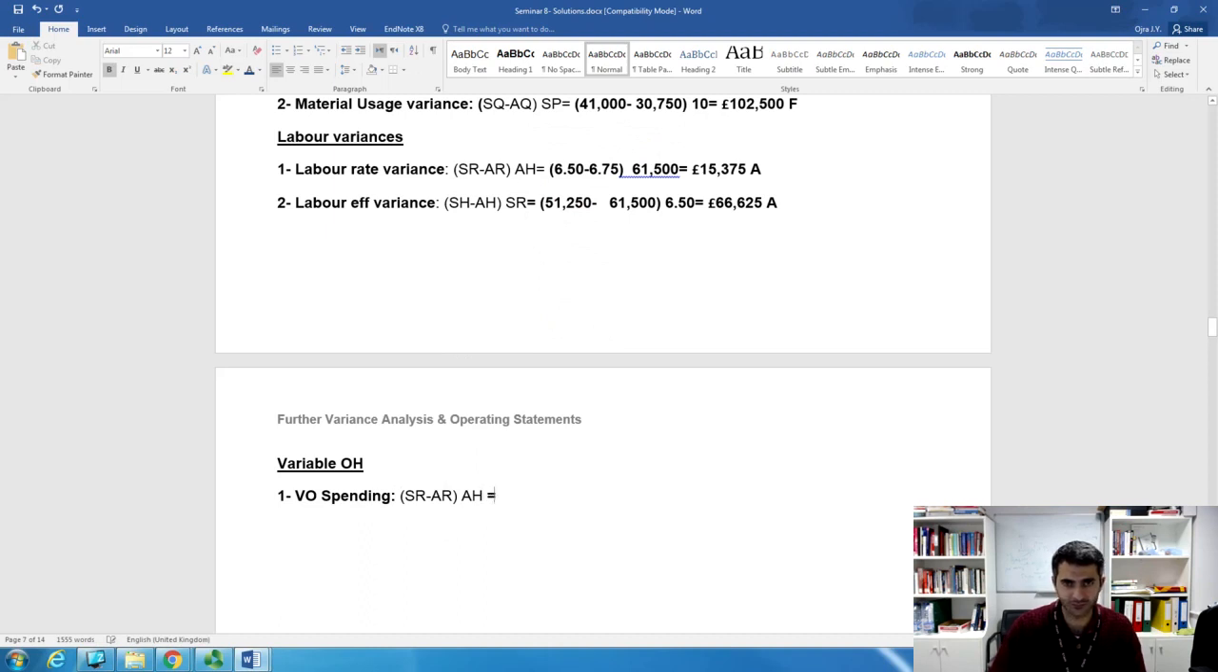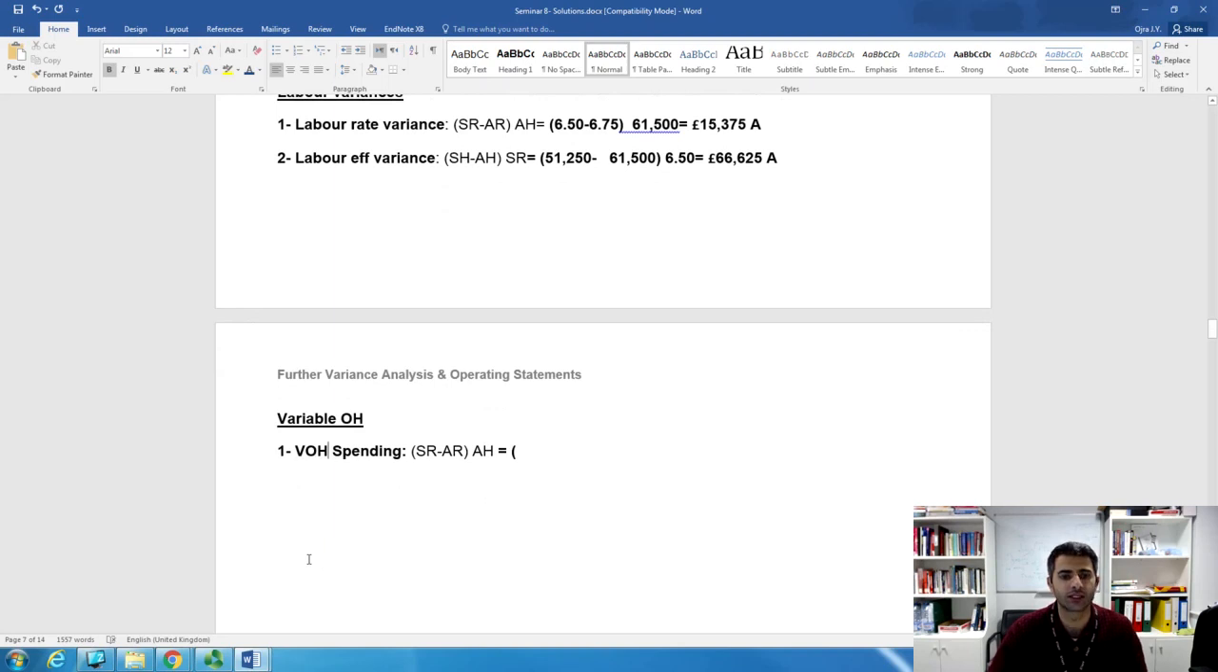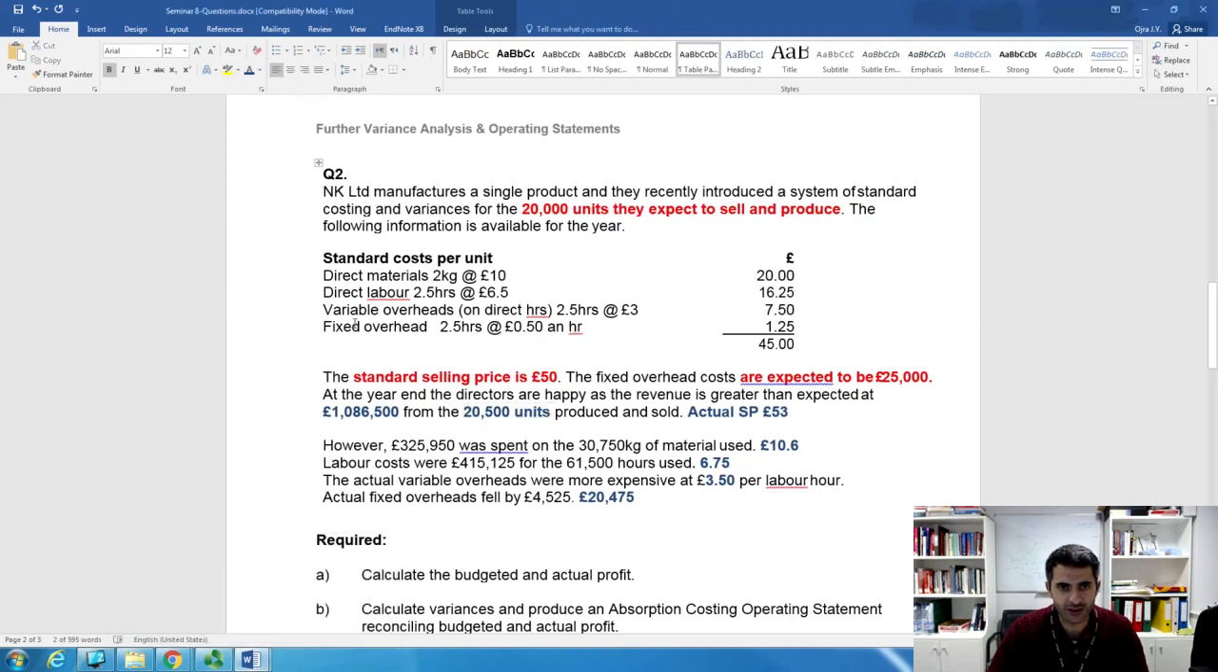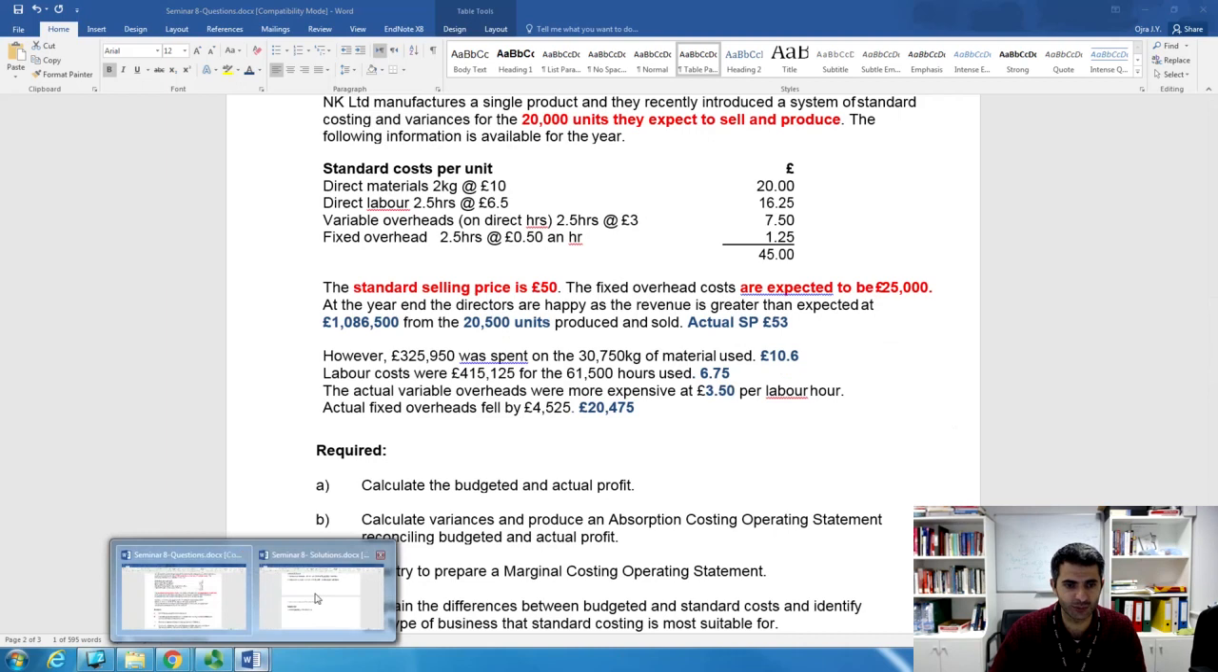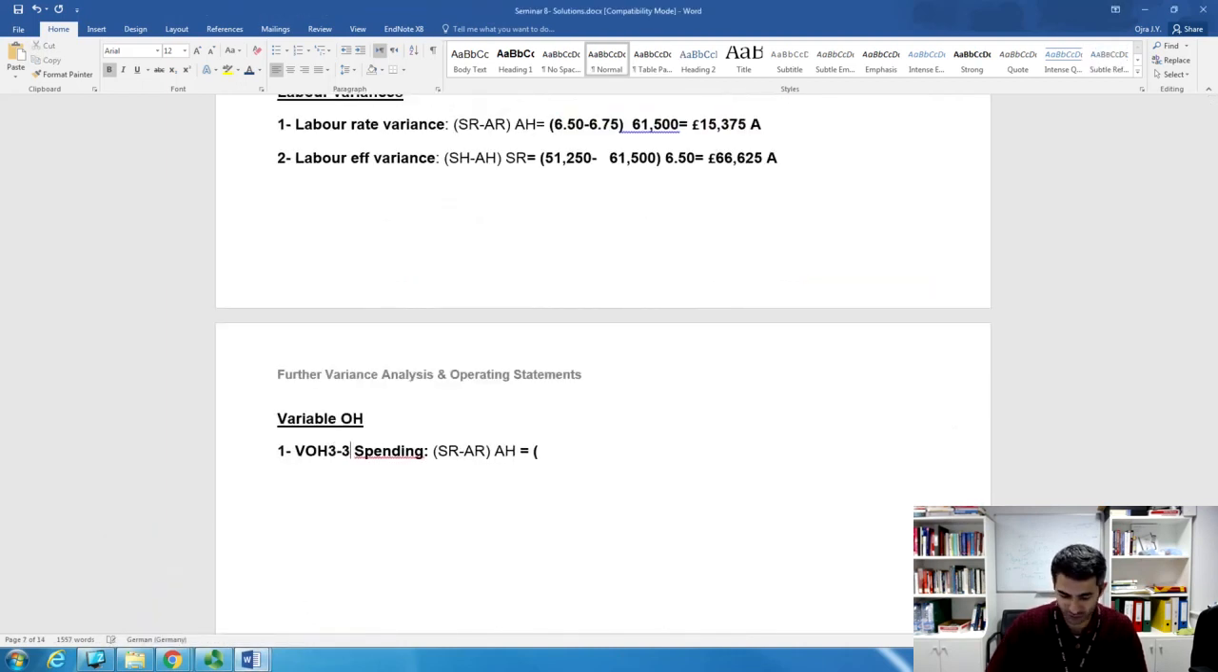Okay, let's do it. Variable overhead. What is the H? Here we go. Standard rate for variable overhead. Let's have a look. Can you see variable overhead is based on labor hours? Even if the question doesn't tell you, you assume that it's based on labor hours. The rate is £3. And for the actual one it is 3.50. So 3 minus 3.50.